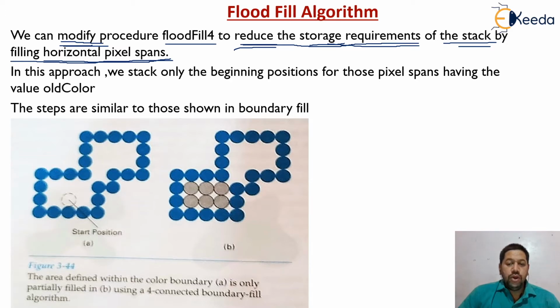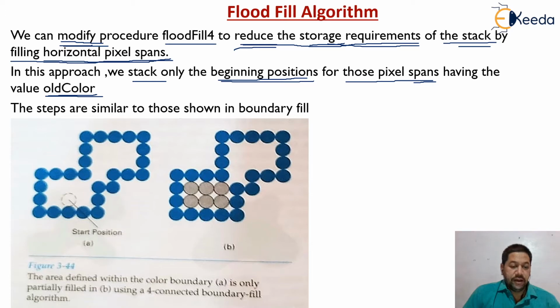Now, if I want to reduce the requirement, what do we have to do? In this approach, we stack only the beginning position of those pixel spans having the value old color. Initially, whenever I stack, I stack only the beginning position of those pixel spans. Here the span is a horizontal pixel span having the value old color. And now in this particular area I go for the horizontal pixel span.